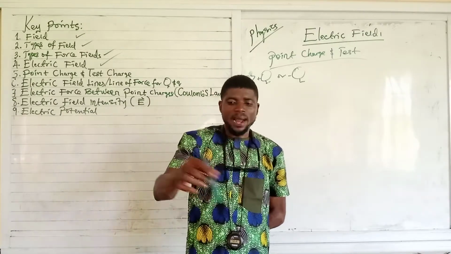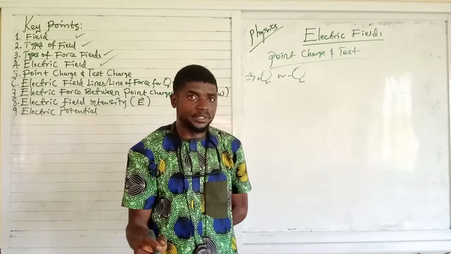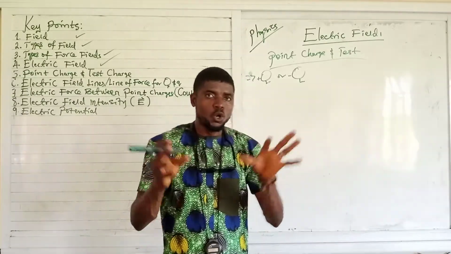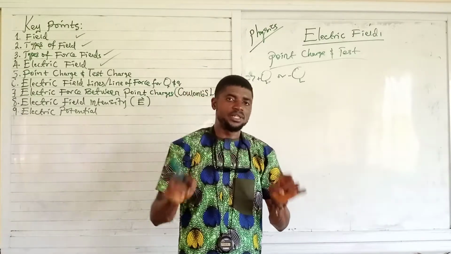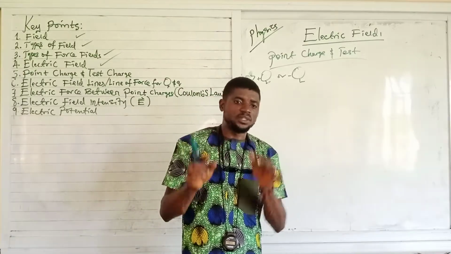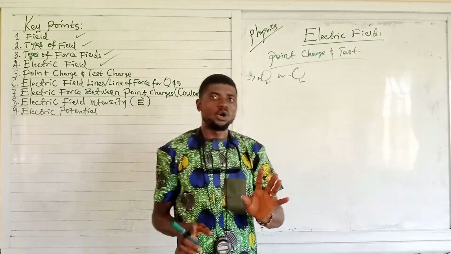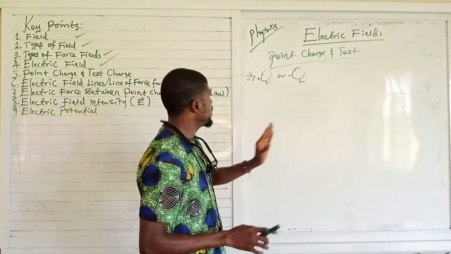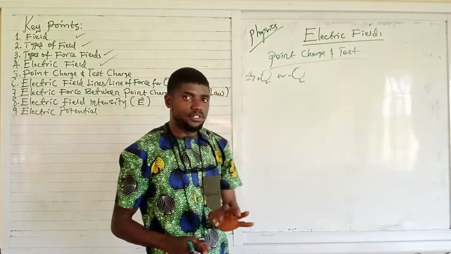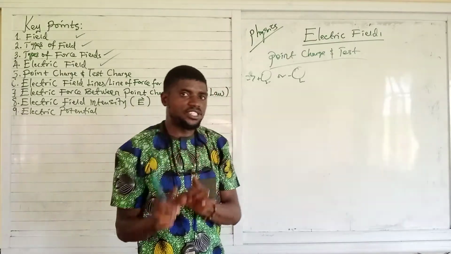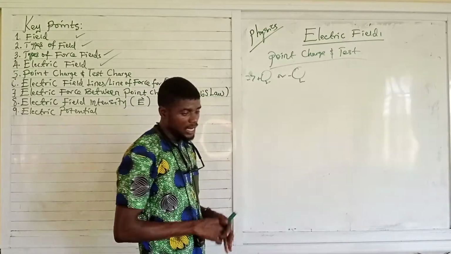You may bring in a magnet that has no labeling. You know what I'm saying? But immediately you bring that magnet close to the compass needle, the compass needle's deflection will tell you if that magnet has a north pole or a south pole. So the same way the compass needle behaves in a magnetic field, that is the same way the test charge behaves in an electric field.